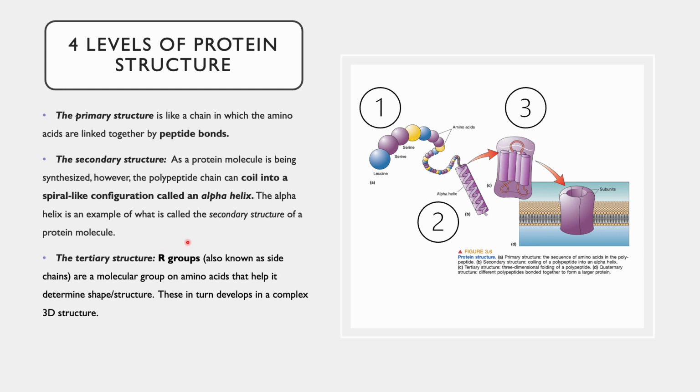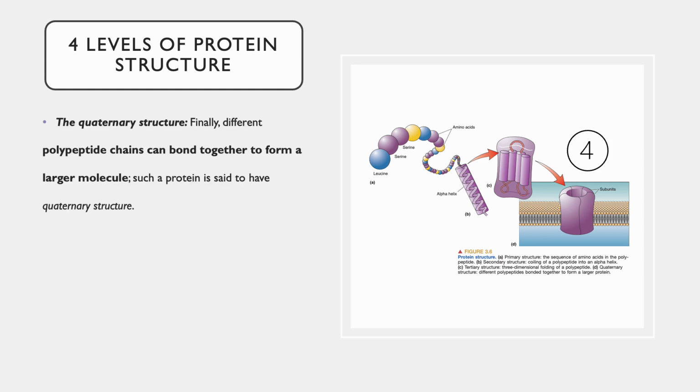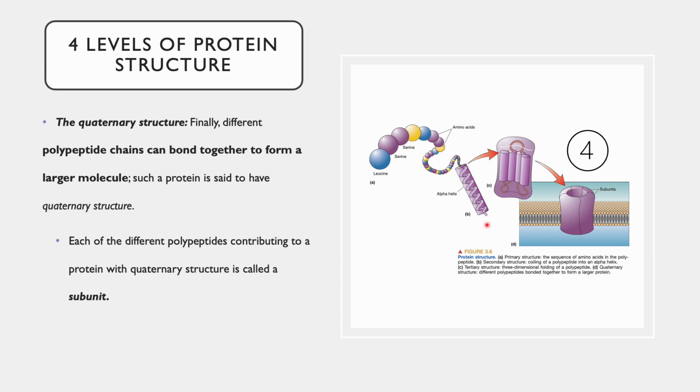So in this case, side chains will actually help develop the protein into this complex 3D structure. Interestingly, when these 3D structures, also known as subunits, come together, they can form a much larger molecule. So each polypeptide that contributes to the quaternary structure is known as a subunit. You can think of these subunits like little Lego blocks. When the Lego blocks come together to build a shape, this is the quaternary structure.